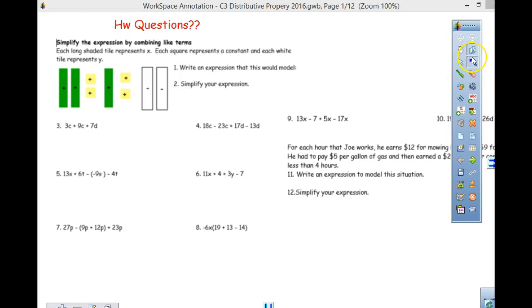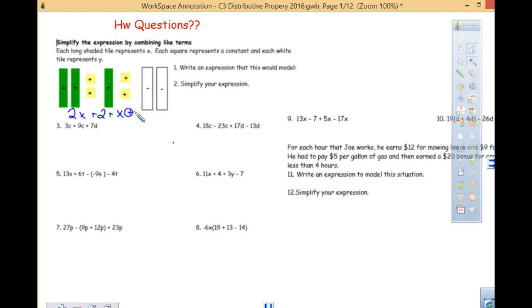First off, in number 1, someone did point out to me that I had started number 1 wrong, in that it should have been 2x plus 2 plus x plus 2, and it says the white ones represent y, which means that would be plus negative 2y, or you could have had minus 2y. So that would be the answer to number 1 right here. This whole thing is the answer to number 1.